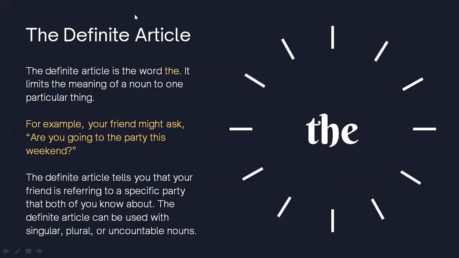Okay, so let me look at this explanation in this slide. The definite article is the word "the". It limits the meaning of a noun to one particular thing. So students, what you should learn is that when you are using the article "the", then you must know that you are referring to one particular thing, not to a general idea. Okay, so look at this example.